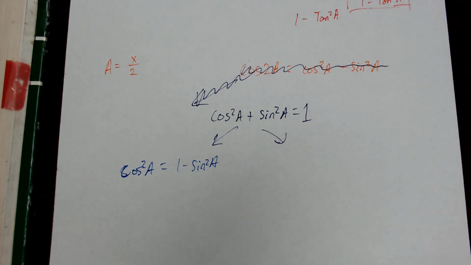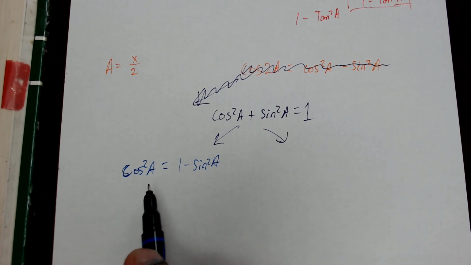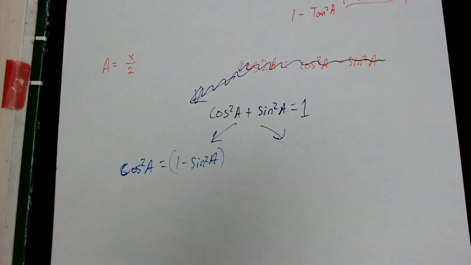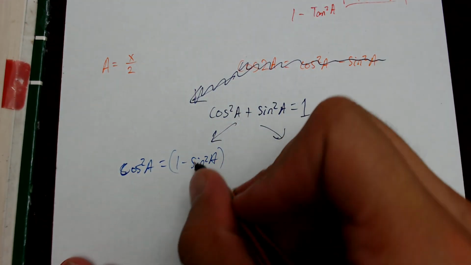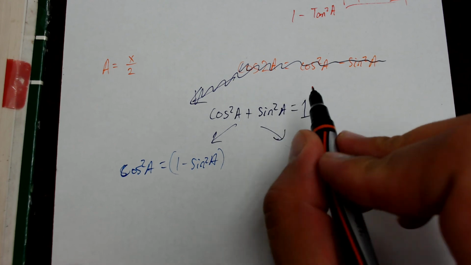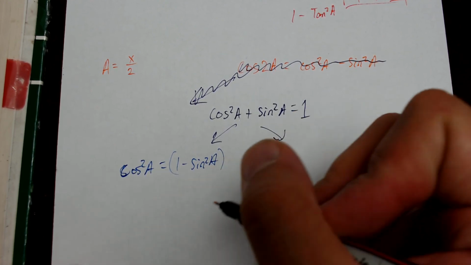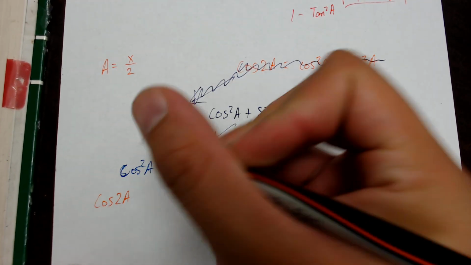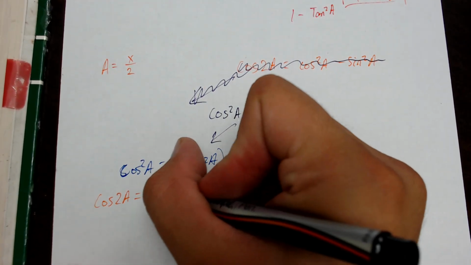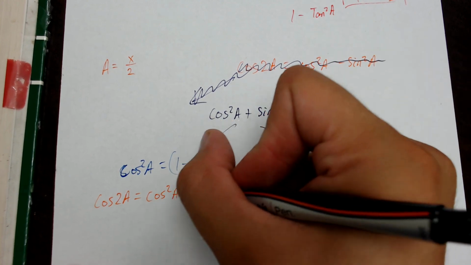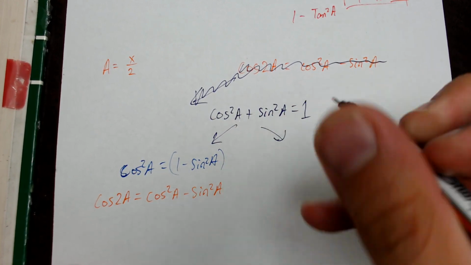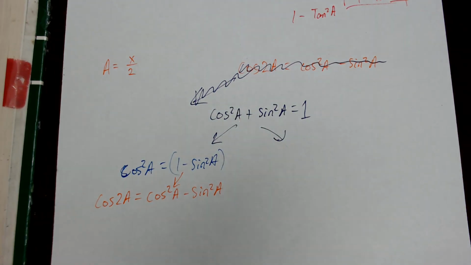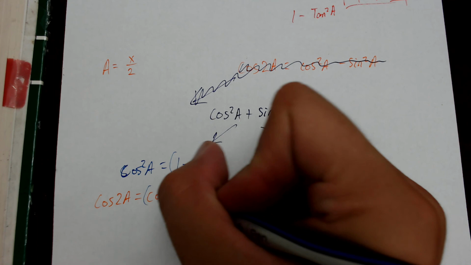Okay, so now once I've got this value of cosine squared of a, I'm going to take this value and substitute it into the double angle identity. So instead of writing cosine squared of a, when I take this cosine of 2a double angle identity, which equals cosine squared of a minus sine squared of a, I'm going to insert it right there. I'm going to substitute this value of cosine squared right in there.